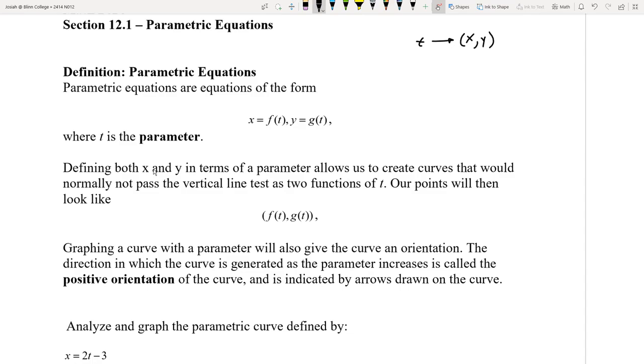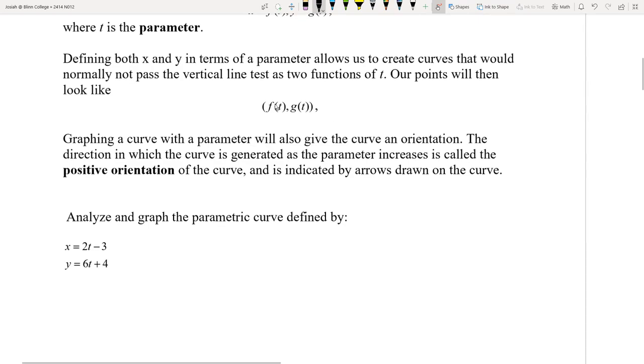This definition allows us to create curves that would normally not pass the vertical line test as two functions of t. Instead of having x in and y out, where we can't have two different y's come from the same x, we plug in a t and can end up with one x and two y's, because t is going to take different values all the way through. So our points will look like f of t, g of t for some t.